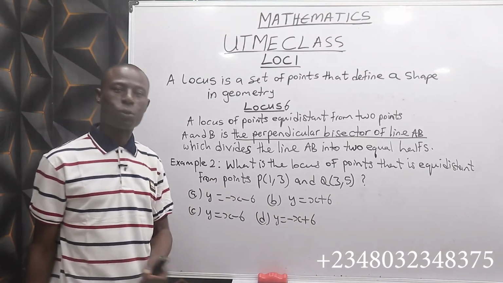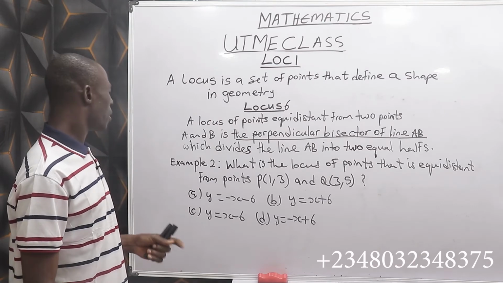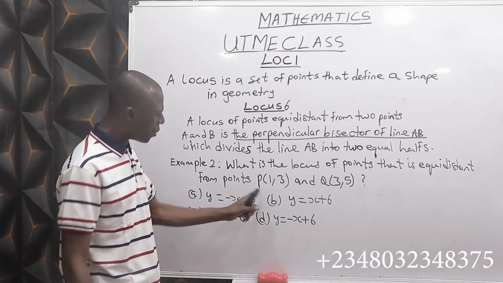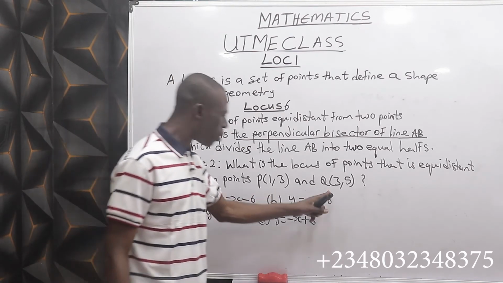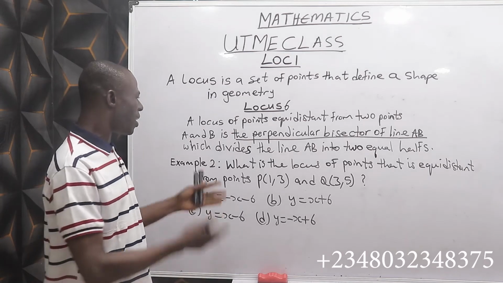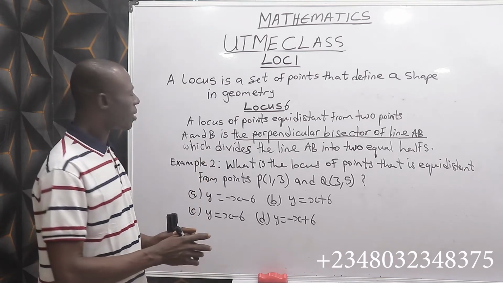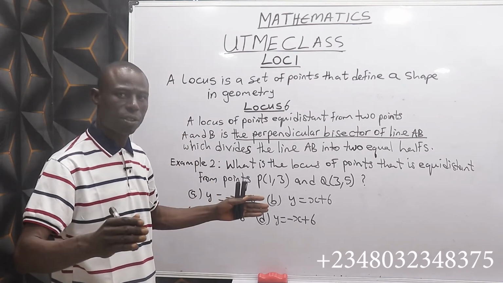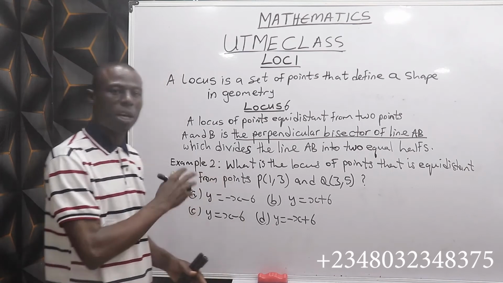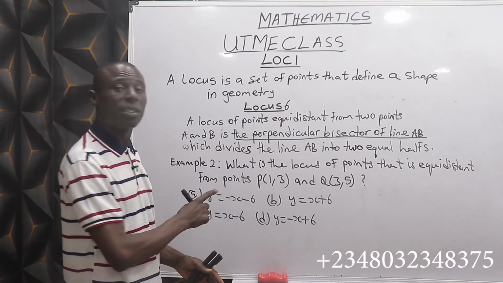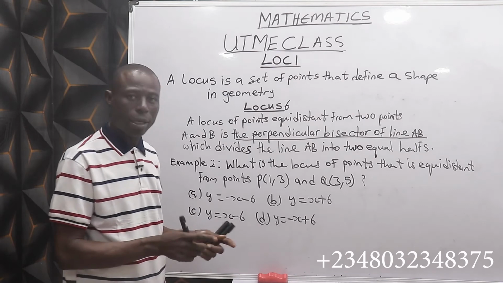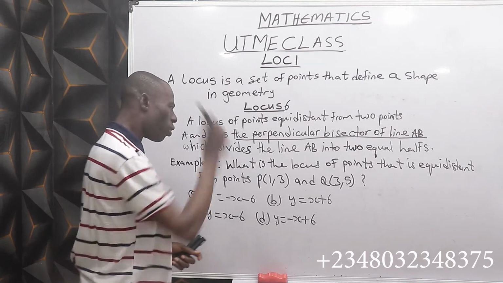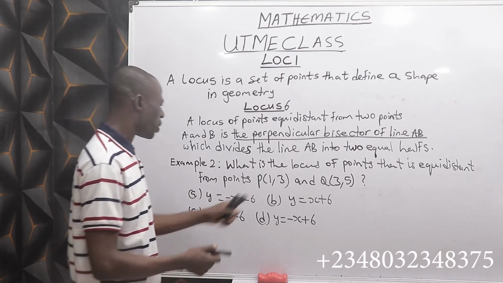Let's consider example 2 under locus 6. What is the locus of points that is equidistant from points P (1,3) and Q (3,5)? You can see that this question is testing you on 2 different areas of knowledge. On coordinate geometry, you are being tested, and also on loci. You must be very versatile on the 2. What is the locus of points that is equidistant from point P and Q?